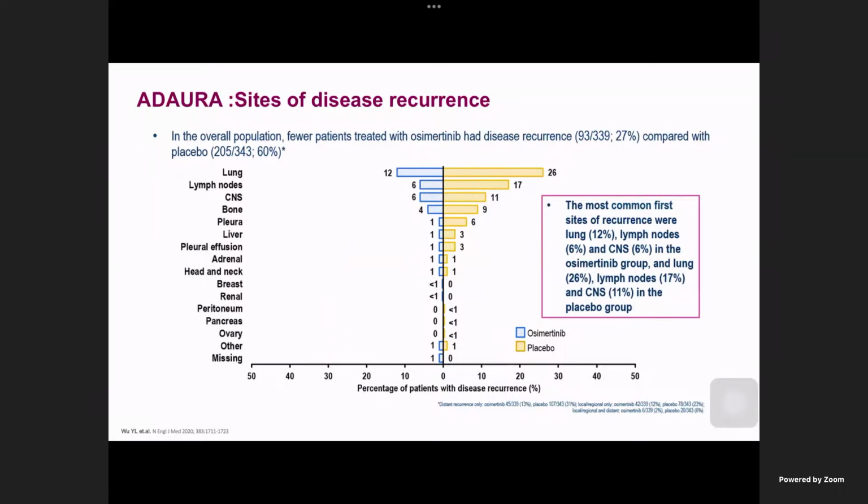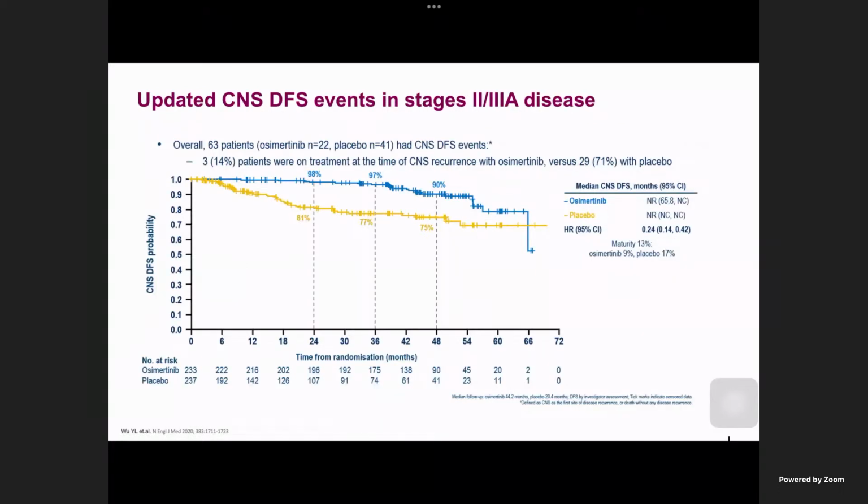So coming to the sites of recurrence per se, lung is the most common site of recurrence. Again, the lymph nodes, and the brain, a sanctuary site, which was more common in the placebo arm, meaning being on osimertinib gave an advantage. It prevented brain recurrences also. The others were more or less the same. So if we talk about the CNS DFS events in stage 2, 3A, again, it was favoring the osimertinib arm. In both the arms, the median CNS DFS was not reached, but the hazard ratio was 0.24, favoring the osimertinib group.